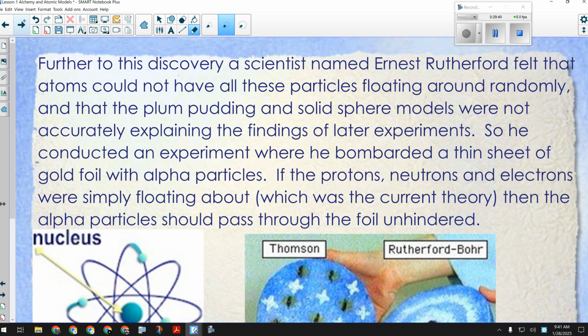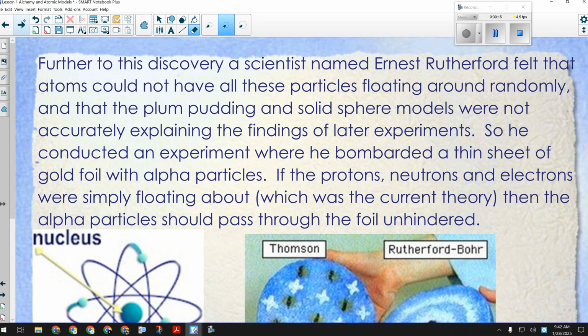So he conducted an experiment where he took a sheet of gold foil. You've all used tin foil before, right? Tin foil's like thousands of atoms thick. Even though it looks really thin, atoms are really small. What Rutherford did is he got a sheet of gold foil, but it was super thin. Where tin foil you can go like this, the gold foil would have been more like a Kleenex, really, really thin, only a few atoms thick.